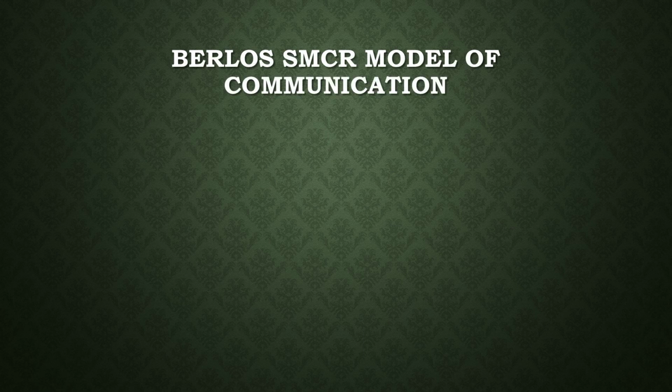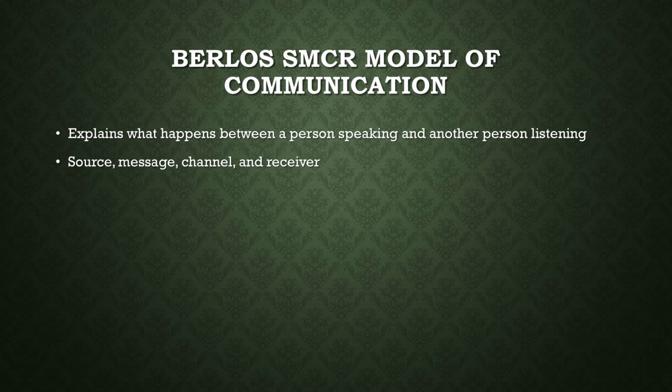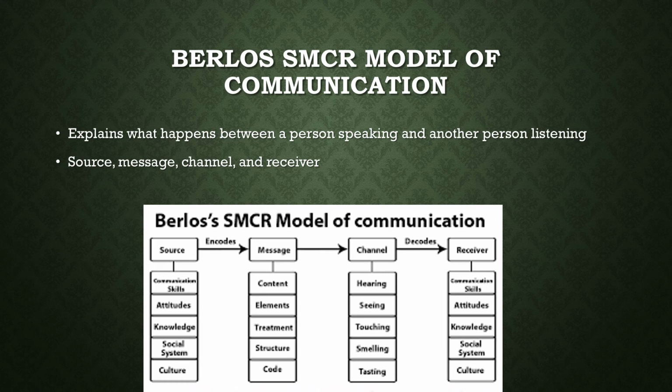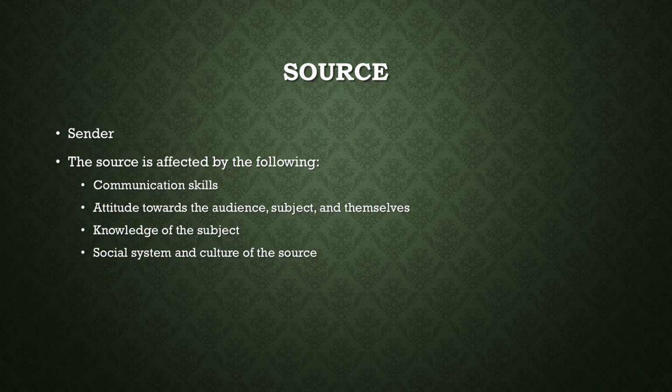The Berlo SMCR model of communication explains what happens between a person speaking and another person listening. This is an acronym for the 4 parts of the model. S is source, M is message, C is channel, and R is receiver. The source is where it begins, which is with the sender. The sender encodes the message and transmits it to the listeners.